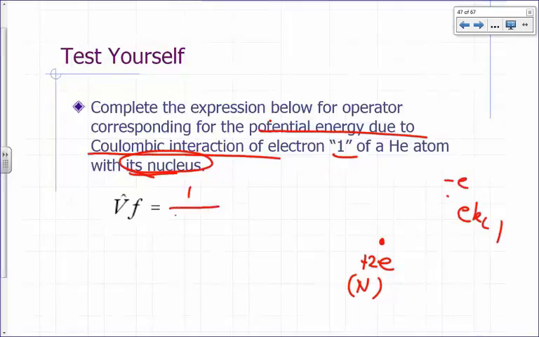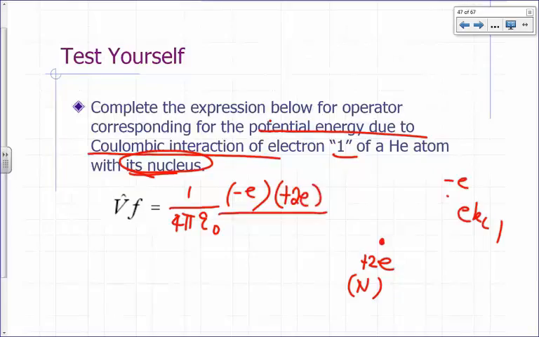So what's our expression for the potential energy operator? 1 over 4 pi epsilon naught. What's the charge of the electron? Negative e. What's the charge of the nucleus? Positive 2e over r1, the distance of electron 1 from the nucleus. Since we've written that as an operator, we have to multiply whatever it's operating on by that expression.